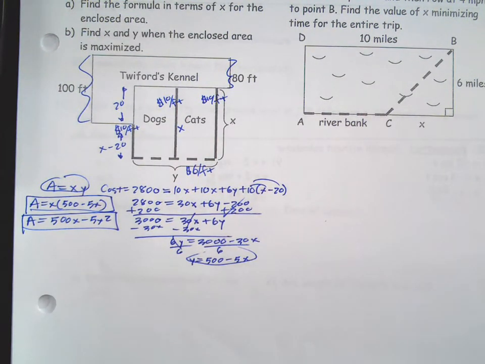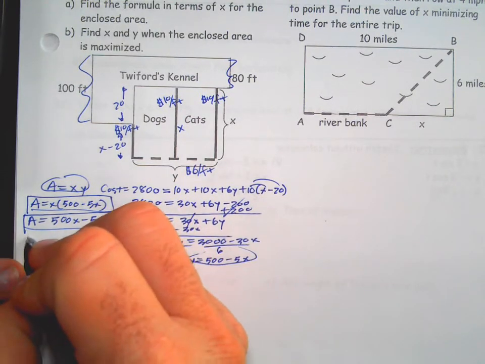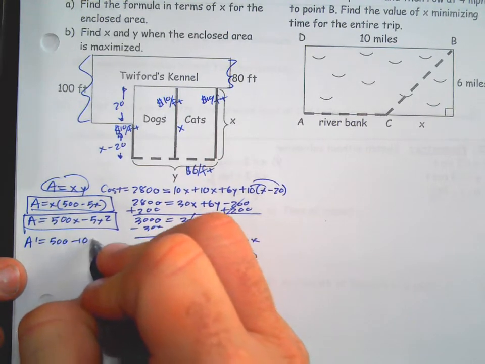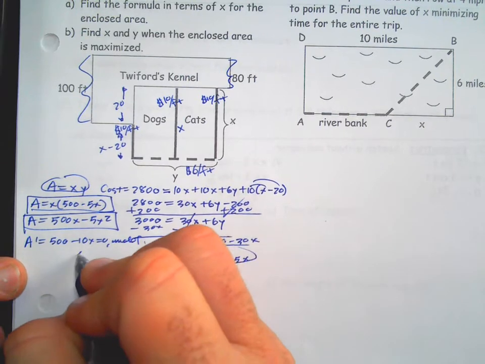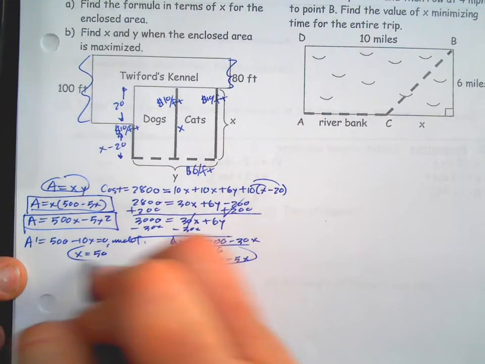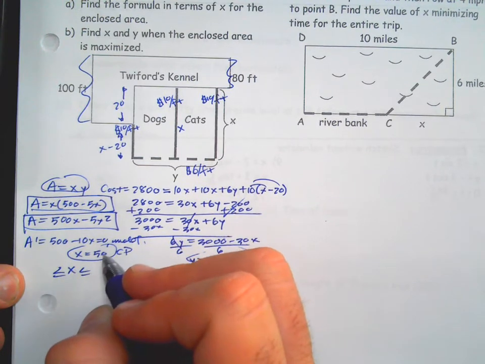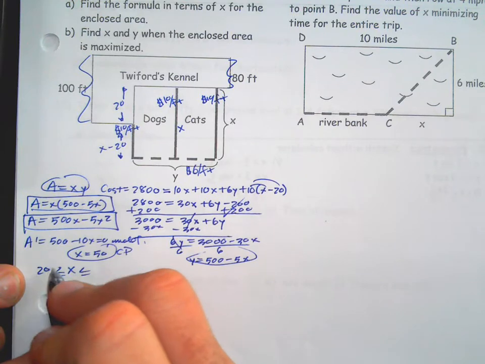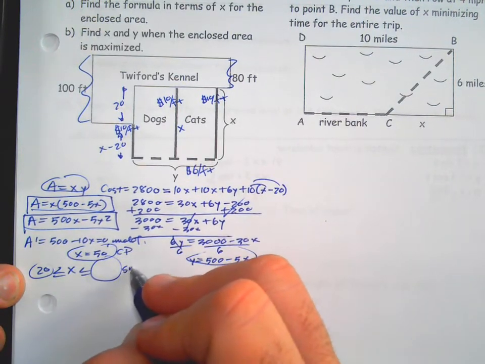Okay, and then find x and y when the enclosed area is maximized. So extreme value theorem, if possible. We've got to figure out critical points. So A prime equals 500 minus 10x equals 0, or undefined. So x equals 50 is our critical point. Endpoints, what's the smallest x can be? Not 0. If x is 0, you get negative fence here. The smallest x can be is 20 to avoid negative fences. What's the biggest x can be? Well, what's the smallest y can be?